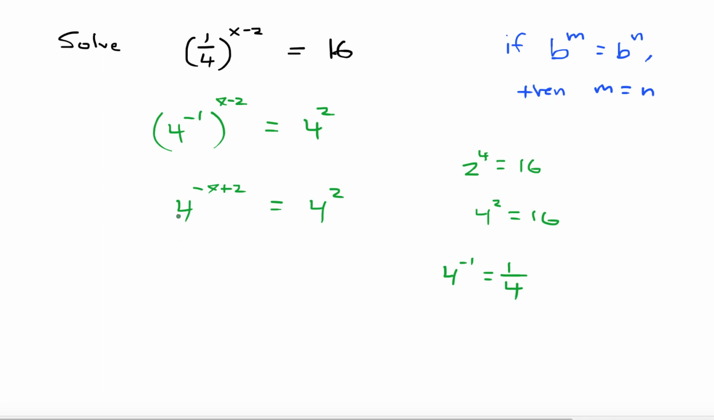Now that we have the bases the same, we can set the exponents equal to each other. We can conclude that negative x plus 2 is equal to 2. Then we should be able to solve this. If we subtract the 2 from both sides, we get negative x is equal to 0. Well, if negative x is equal to 0, then what does that tell us about x? x is just equal to 0. All right, so that is the solution to this equation.